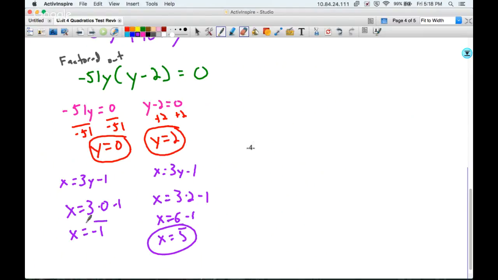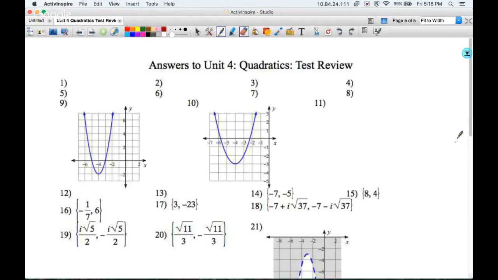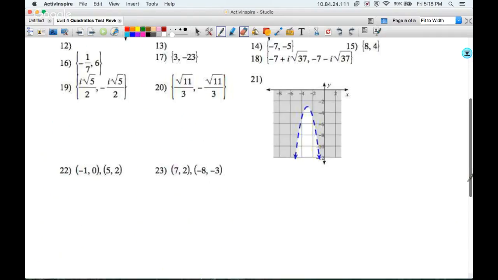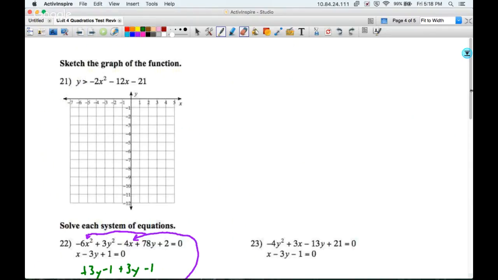And then I like to put them back together into the ordered pair that represents the place in the coordinate plane where these intersected. So we've got negative 1 comma 0. And we've got 5 comma 2. Let's see if that's right. The fact that they're integers is promising. Negative 1 comma 0, 5 comma 2. Okay.